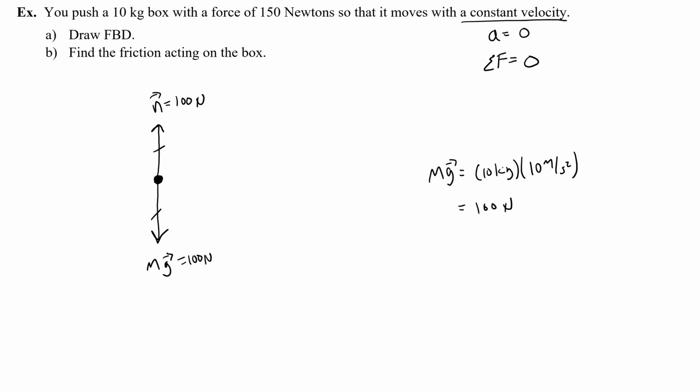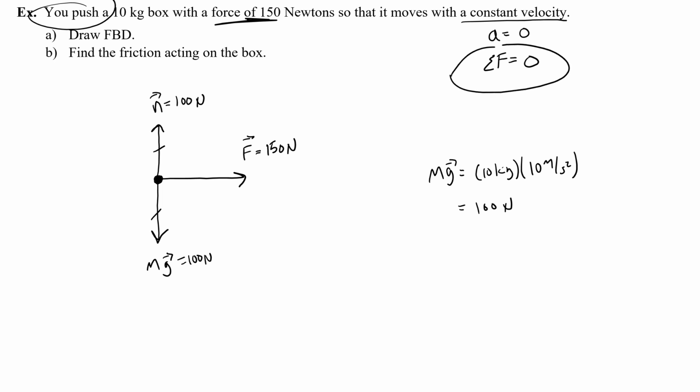Now, the forward force, your push, is going to be forward. Okay, so we'll say it's to the right. And that applied force is going to be 150 newtons. That's your force. Now, in order for the net force acting on the box to be 0, so that there is a constant velocity, then friction has to be in the opposite direction and balance, or be equal to, that applied force.